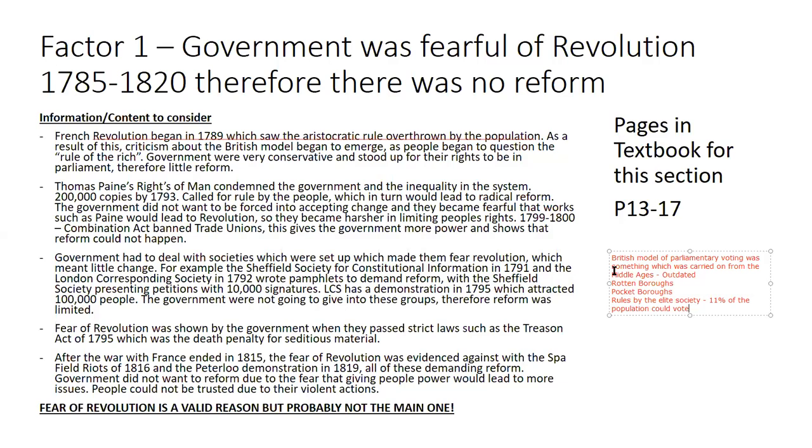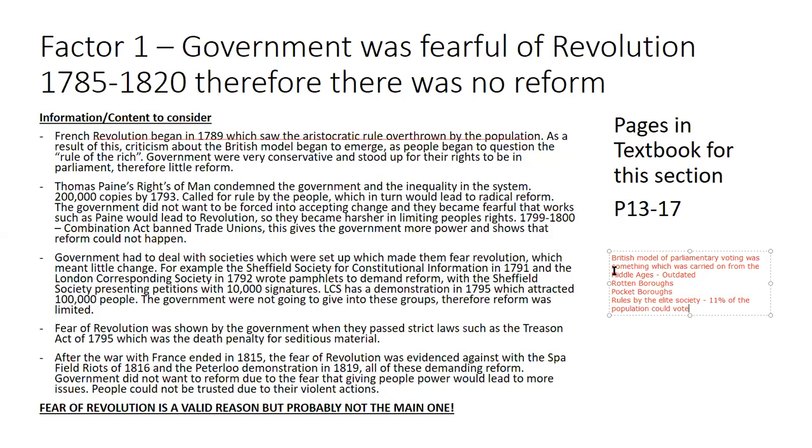The second bullet point talks about Thomas Paine's Rights of Man. Thomas Paine's Rights of Man was a way to try and cause more aggravation and revolution with the people, because his book badmouthed the government. It condemned the government and the inequality of the system. It basically spoke about how bad the system was. It sold 200,000 copies by 1793.